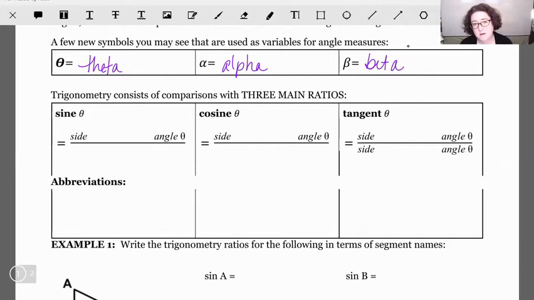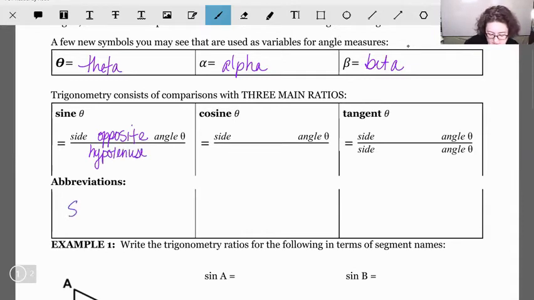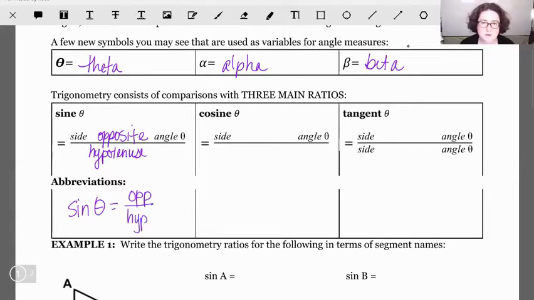For sine, we're going to be looking at the side that's opposite an angle versus the length of the hypotenuse of that right triangle. We abbreviate this as sine theta equals opposite over hypotenuse, because it takes a while to write out those words. This will mean more when we look at our diagram right below and start writing these equations out.